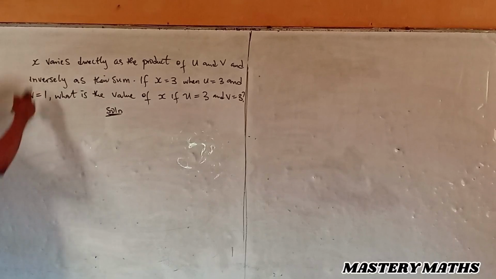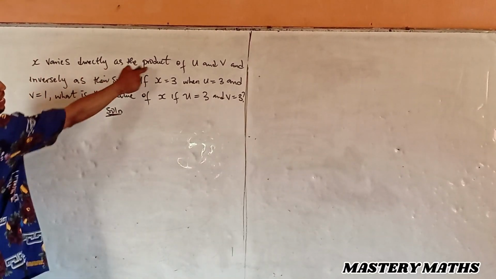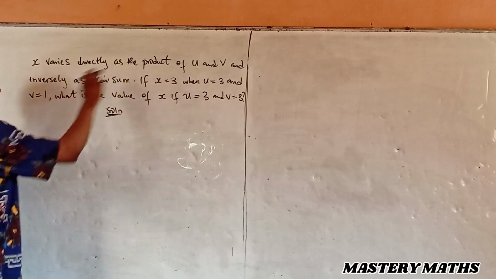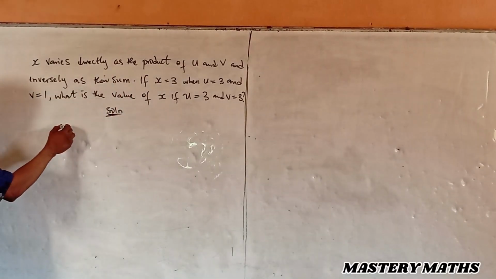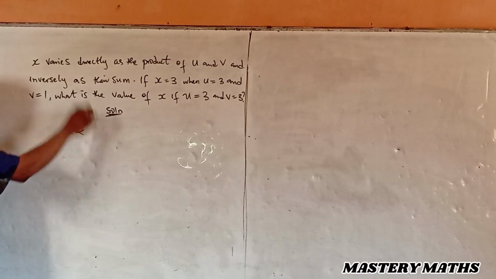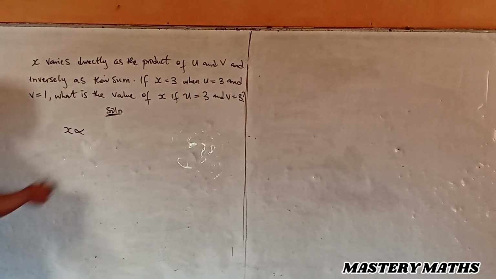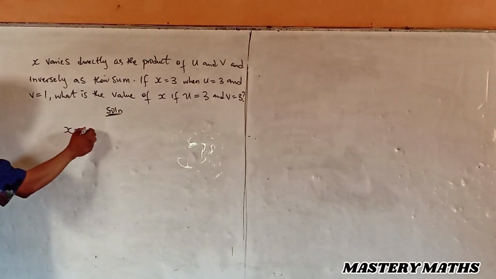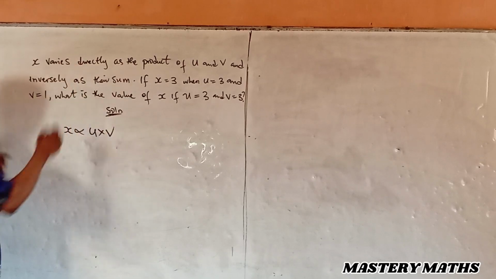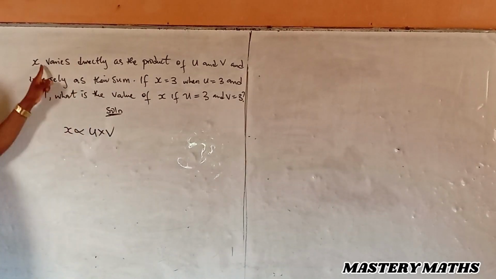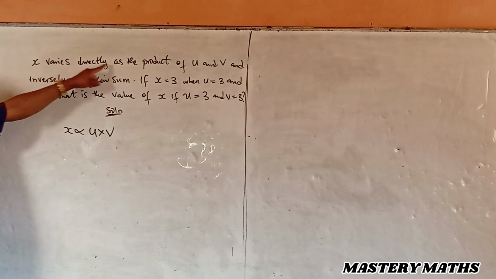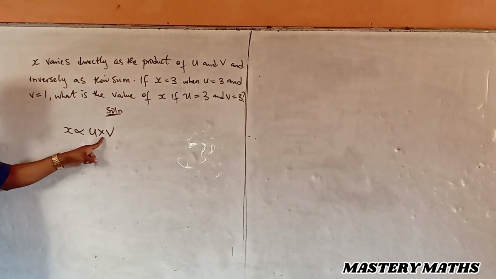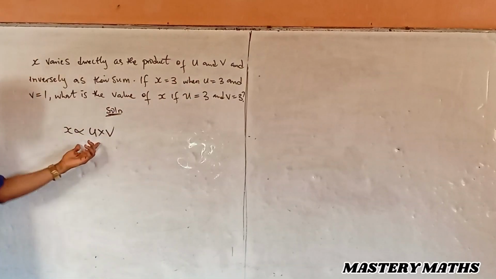Now let's write it. x varies directly as the product of u and v. Product means multiplication, so it will be u times v. This is the meaning of x varies directly as a product of u and v.